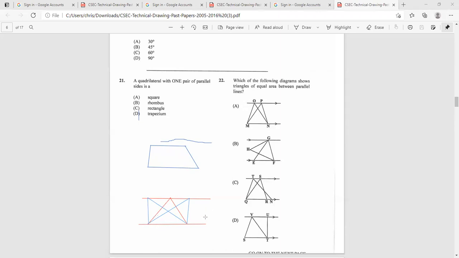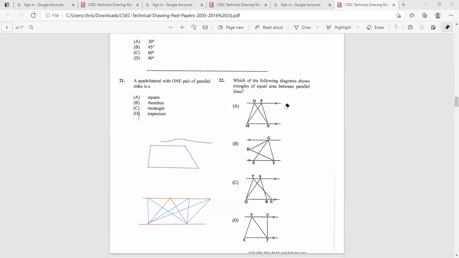Once they're within the same, this is the altitude or the height. Once the base is the same and the altitude is the same, the area is definitely the same. All right? So that area would be the same as here. All right? So that is that. Any question there?